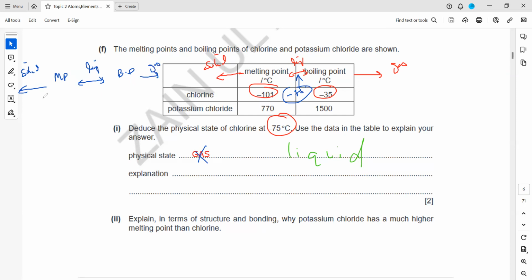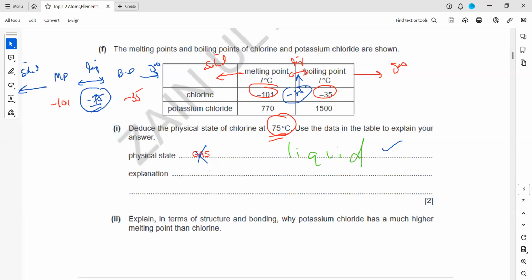So when we check the temperatures, the melting point is minus 101 and the boiling point is minus 35. We want the state at minus 75. So at minus 75, which range will we get? Like we have minus 101, then minus 100, minus 99, so minus 75 will be here. It means the temperature at which we are finding the state is between the melting and the boiling point, so this will be liquid.